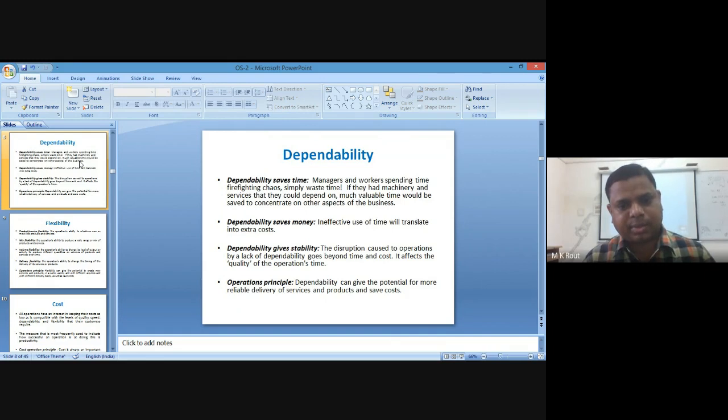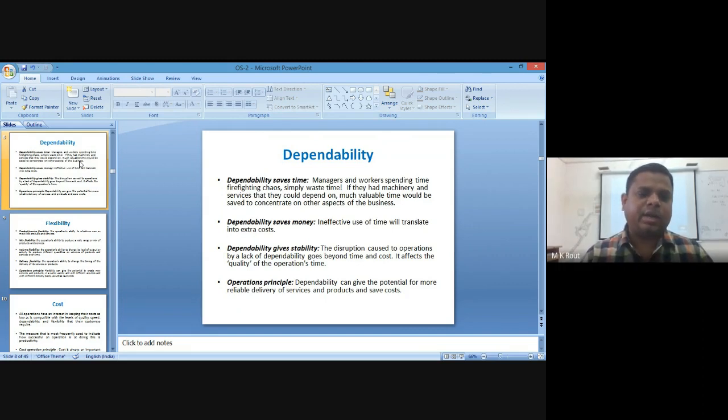That is the concept of dependability. That means we are directly dependent on the purchase department. But the interference of the finance department means what? The unnecessary argument takes 2 to 3 days for granting the authorization to purchase that particular product. That is the concept of dependability saves time.